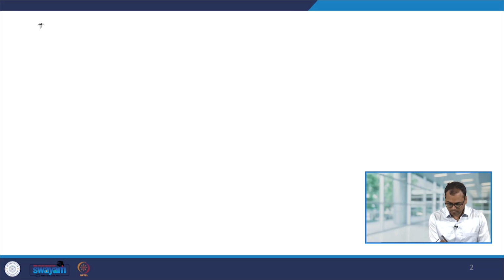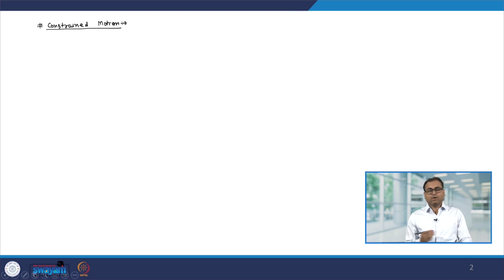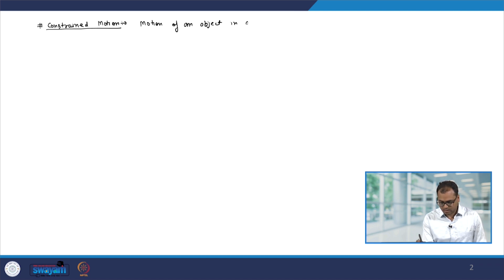So, let us first discuss what is a constraint motion. Suppose I have an object and this object is restricted to move in certain direction. These are the examples of the constraint motion. So, by definition this is the motion of an object in a restricted way. We will look at this example, but as of now take this definition.